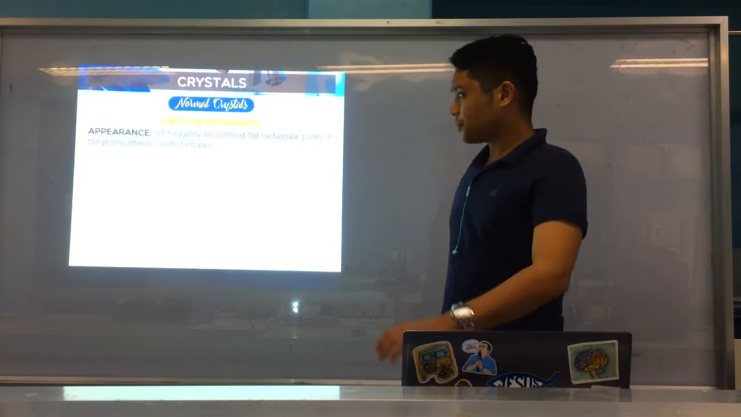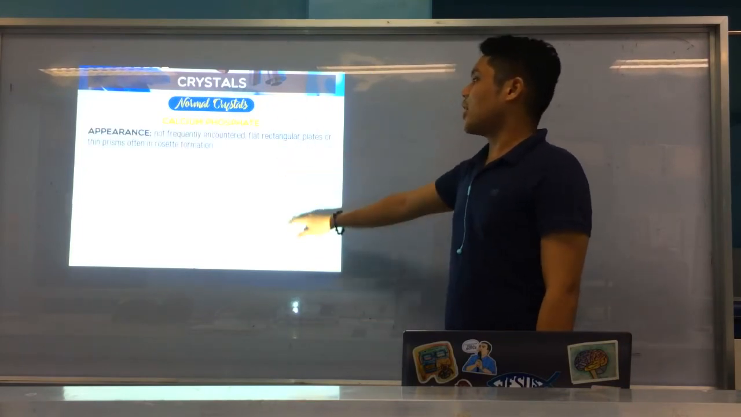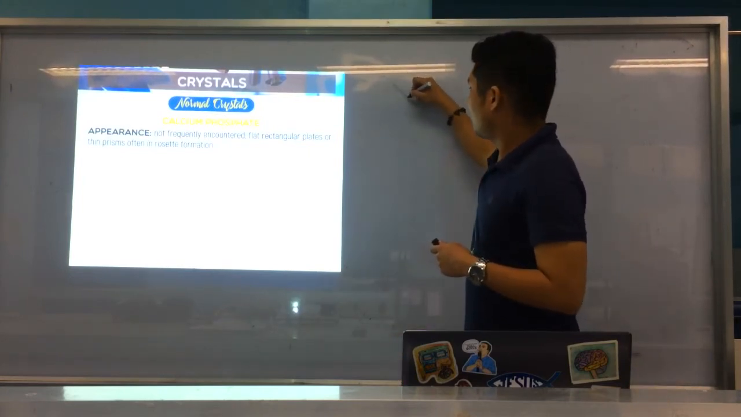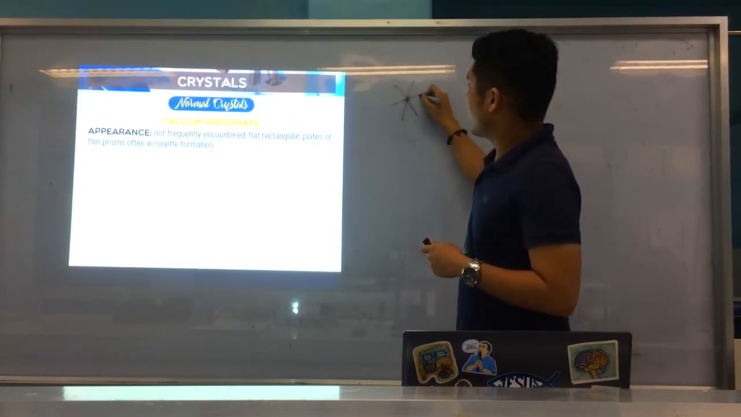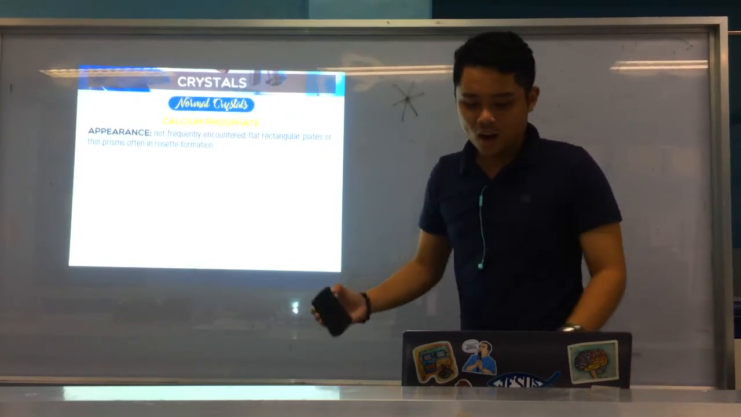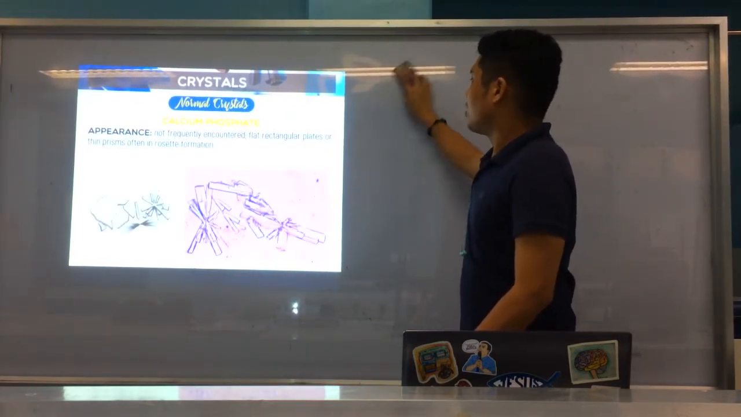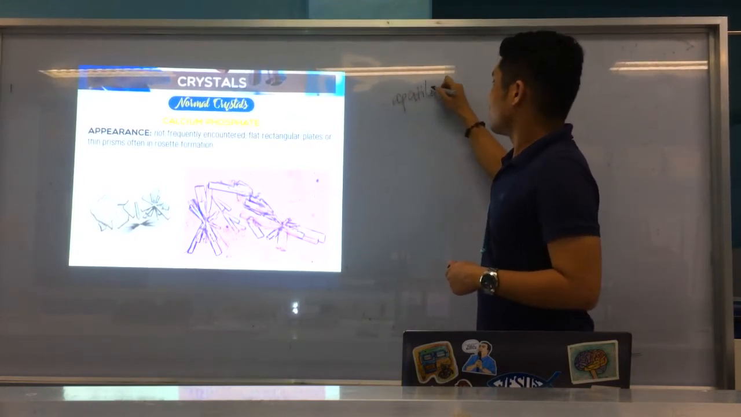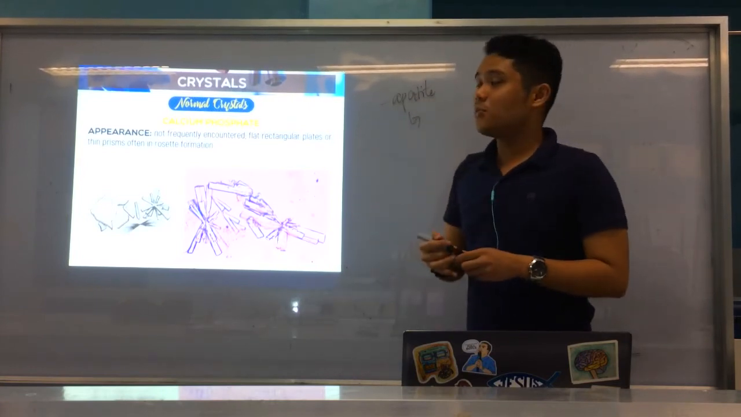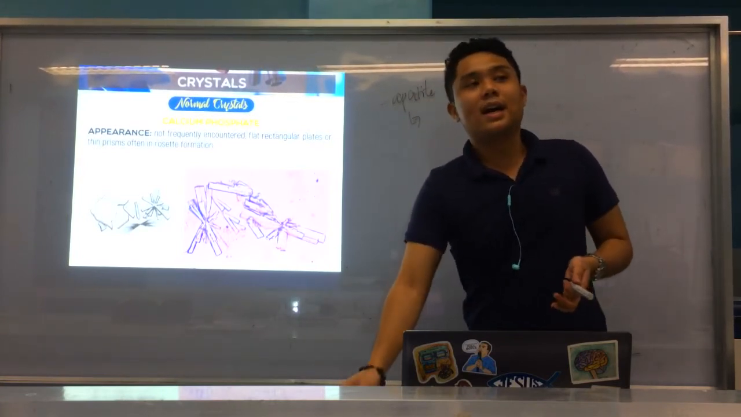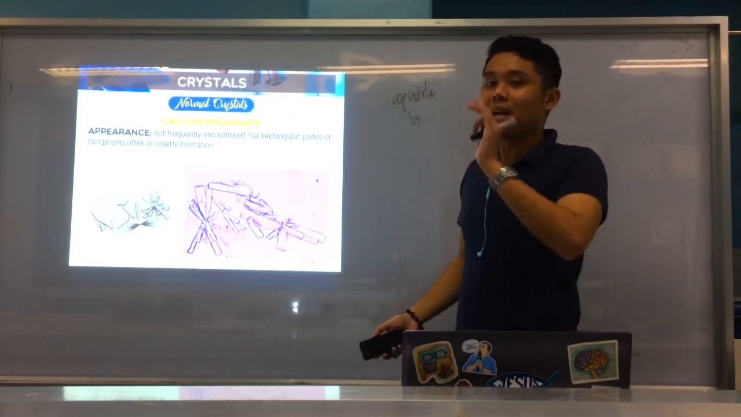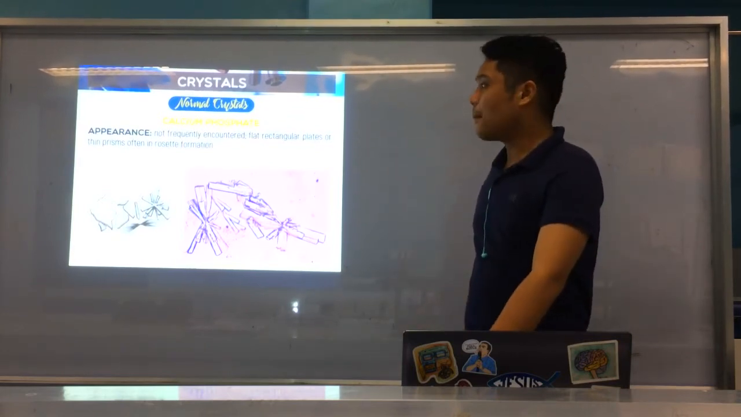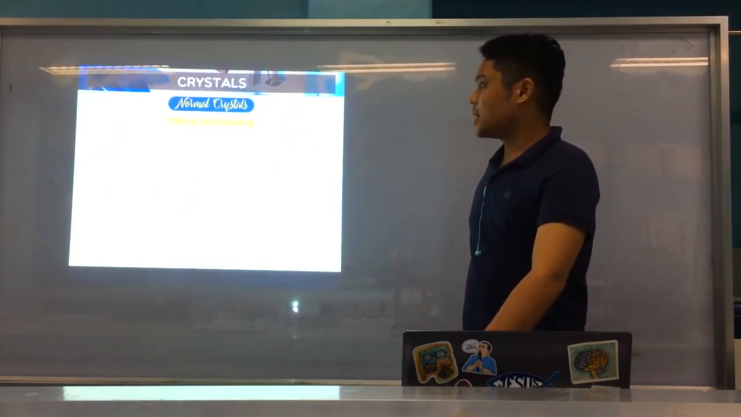Next, calcium phosphate, not frequently encountered. Flat rectangular plates or thin prisms, often in rosette. So rosette means it looks like a flower, the shape of a flower. Okay? Calcium phosphate is also known as apatite. Calcium phosphate can also be one of the most common constituents of kidney stones, but the most common is Caox, calcium oxalate. Okay? All right. So that's calcium phosphate, apatite. Again, colorless. Next, we go to triple phosphate.